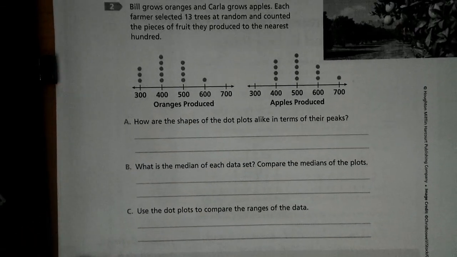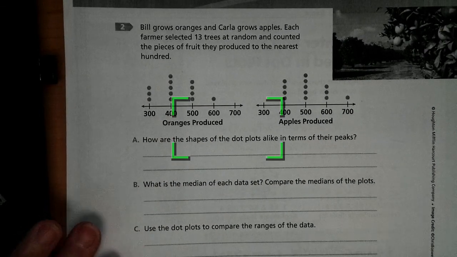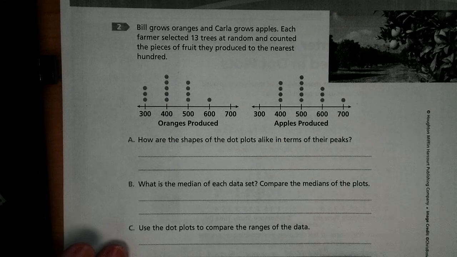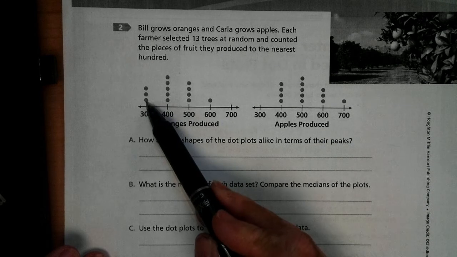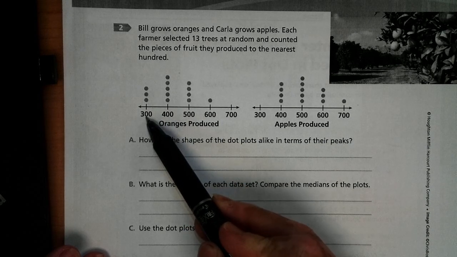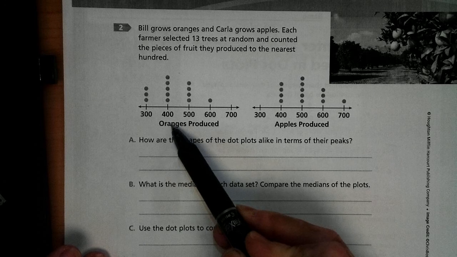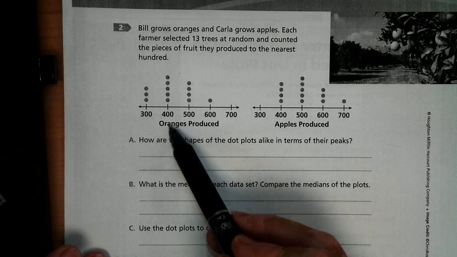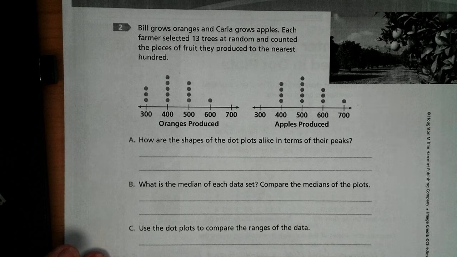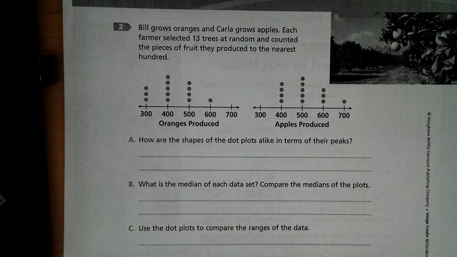All right, so let's look at number 2. So this is a short lesson. Bill grows oranges and Carla grows apples. Each farmer selected 13 trees at random and collected the pieces of fruit they produced to the nearest 100. So these are trees. So they had 3 trees that produced 300 oranges. They had 1, 2, 3, 4, 5 trees that produce 400 oranges. So that's what it's kind of asking you for.